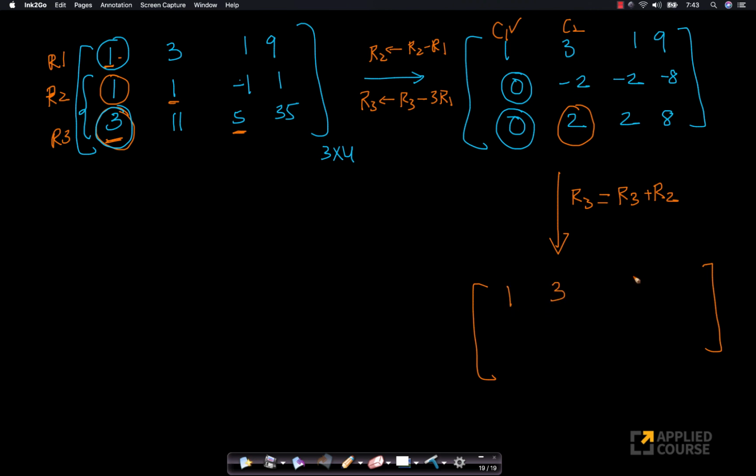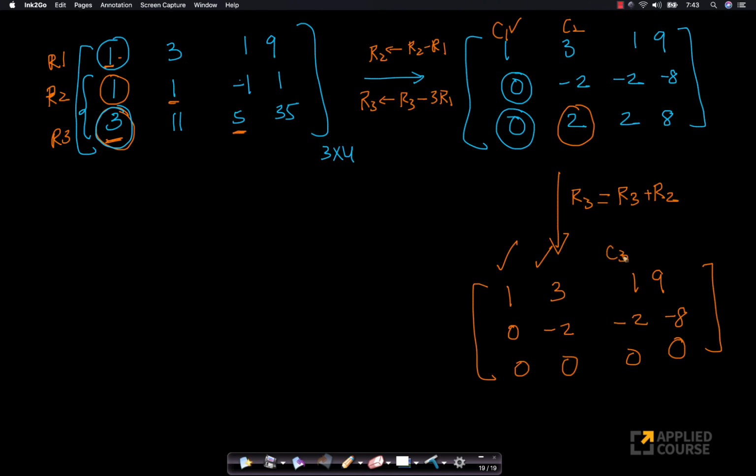So now what happens? My first row stays the same. My second row also stays the same. What happens to my third row? This minus this is 0. This plus this is 0. This plus this is 0. This plus this is 0. So my column 2 is also over. My column 1 is over. My column 2 is over.